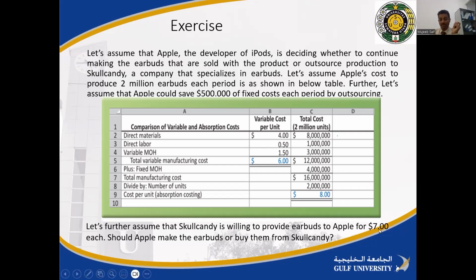That means if you take it from outside, you will save $1 multiplied by 2 million earbuds. That means we will save 2 million here, but you also have here 3,500,000. You will not avoid it. You should pay this. So you save there 1,500,000, but here you should pay 1,500,000. So that means.